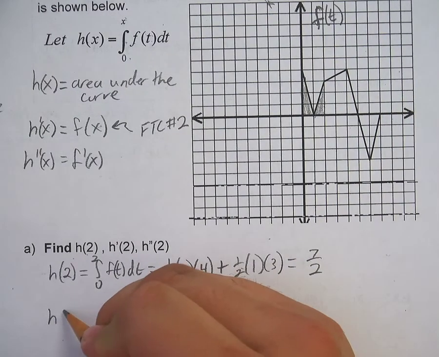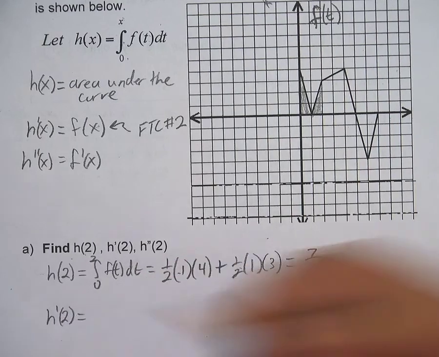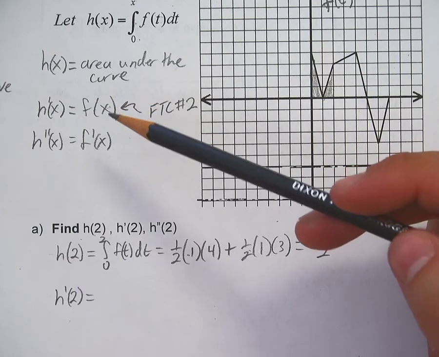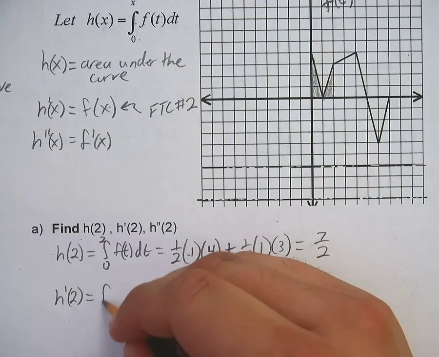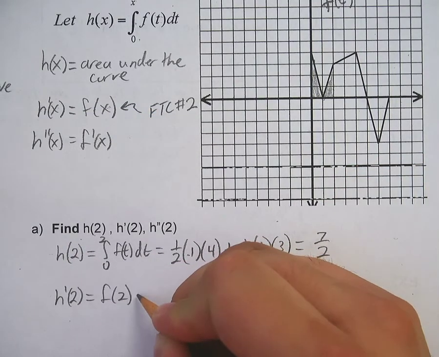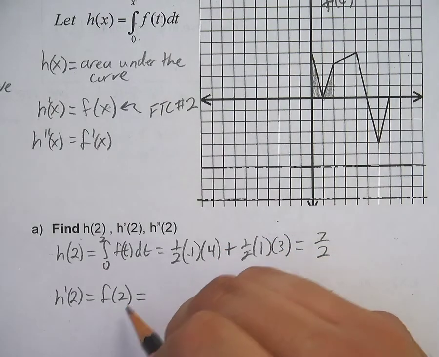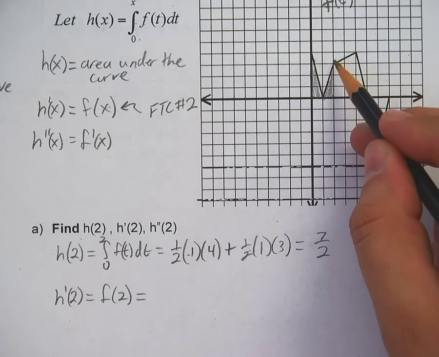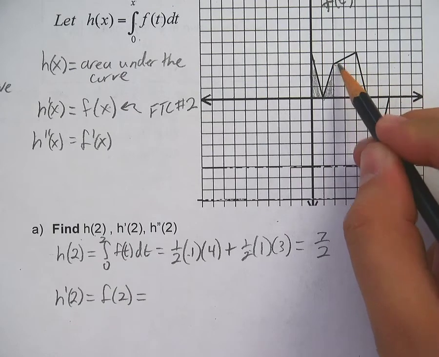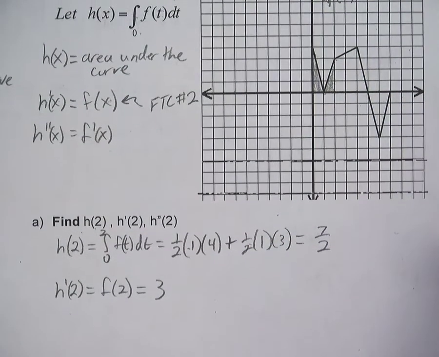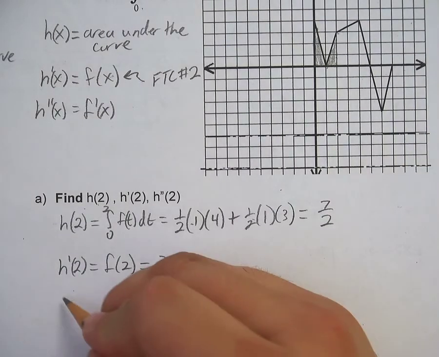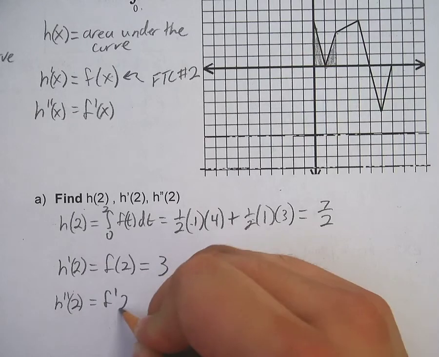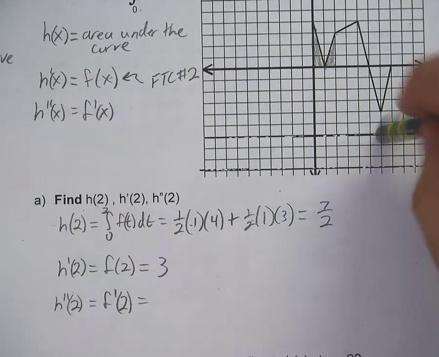What about h prime of 2? Well, we just said up here that h prime is f, right? So what they're really wanting to know is, what is f of 2? So go to your function, put a 2 in. Here's 2. Find my function. It equals 3. Oh, this is fun. H double prime of 2 is the derivative at 2. Oh, now we're getting interesting.